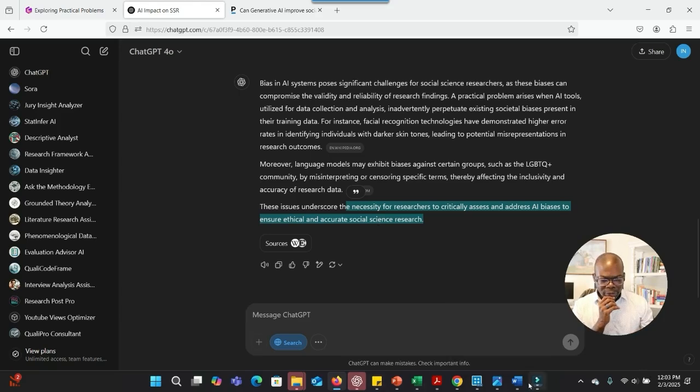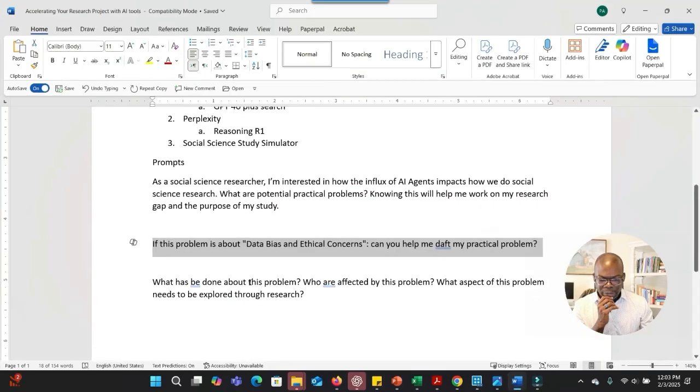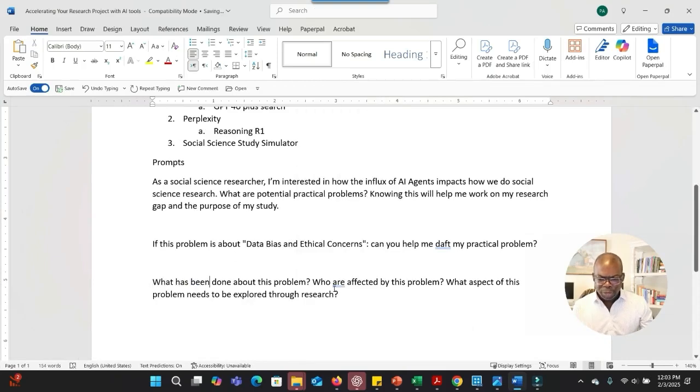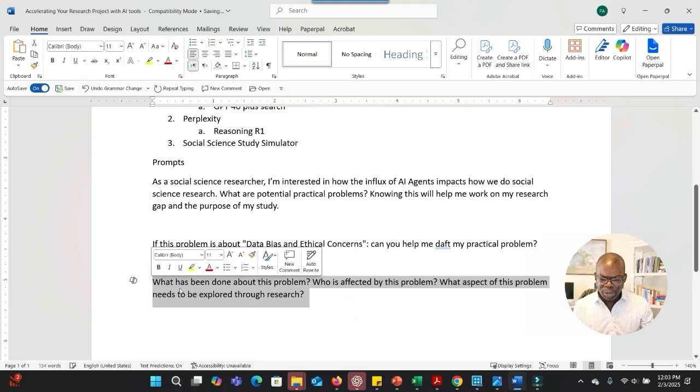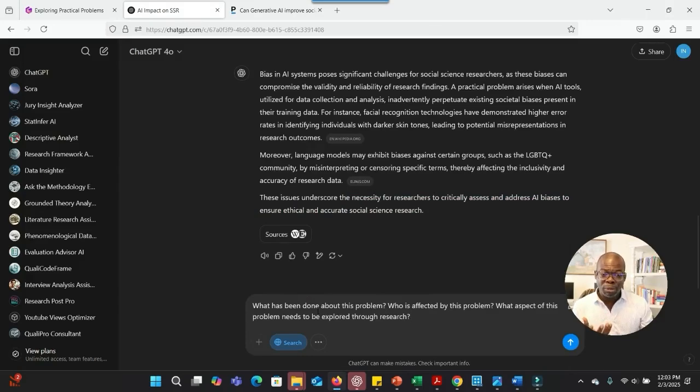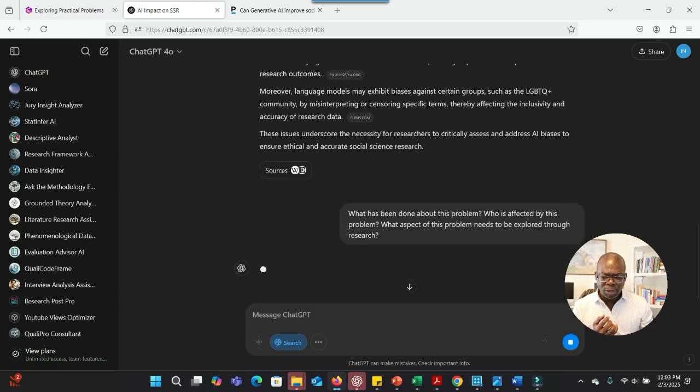And lastly, let's do the last prompt and see. Let's say you want to know what has been done. What has been done, who is affected by this problem, which aspect of the problem needs to be explored in the research. Let's find out what is going on. Maybe you want to know more about a problem, right? And let's see what the system will give us.